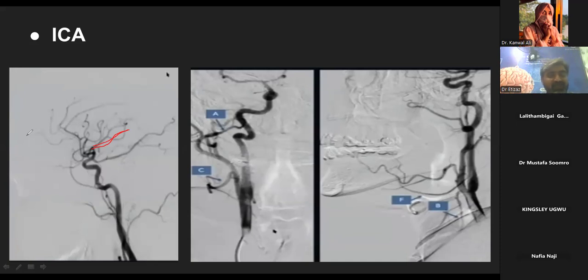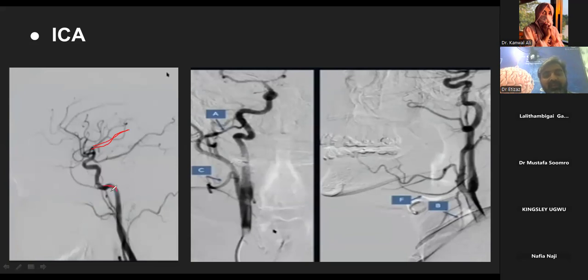This is the sagittal view, the lateral view of the internal carotid artery. There's a big difference between the lateral view and the AP view. In the lateral view, what happens? This is the petrous part. The petrous part is a little bit anterior and above.